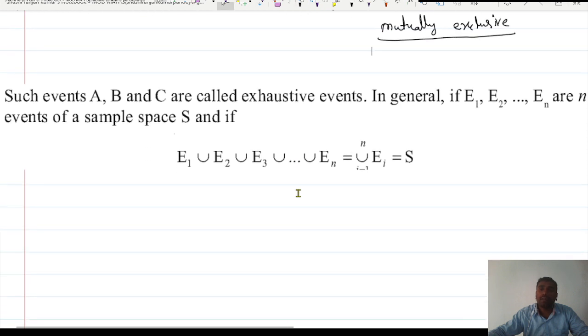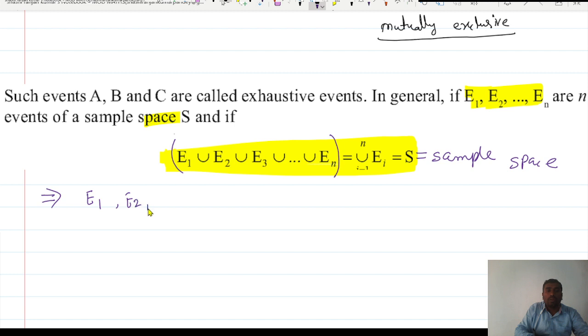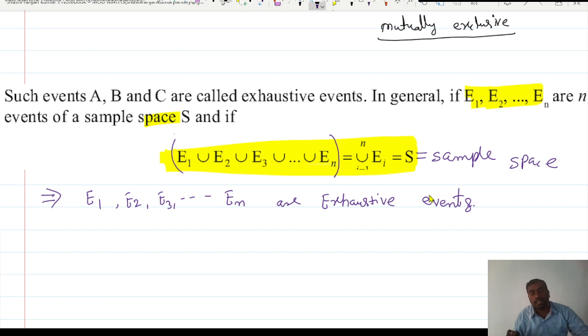Let us suppose E1, E2, E3 up to En are different events we have taken of a sample space S, and if their union is equal to the total sample space, what is the meaning of that? It means they are exhaustive. So if you take their union and you get the sample space, this implies that E1, E2, E3 and so on are exhaustive events. Exhaustive means very simple: to check exhaustive, take their union. If we get the total sample space, that is the exhaustive event.